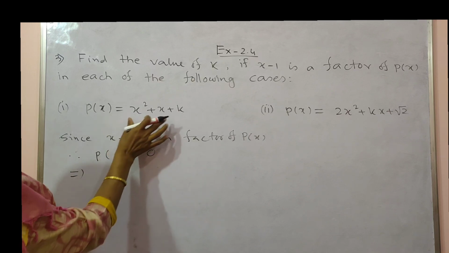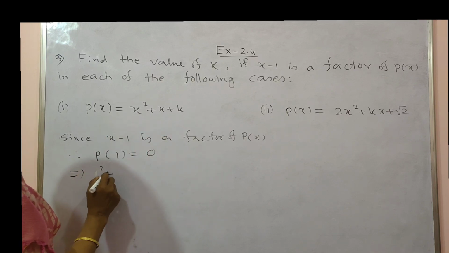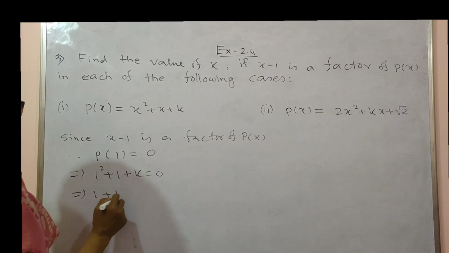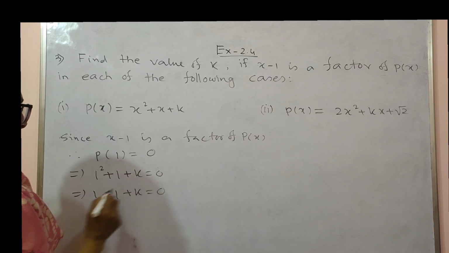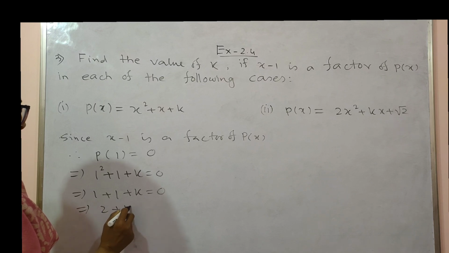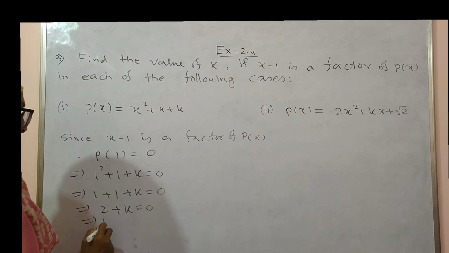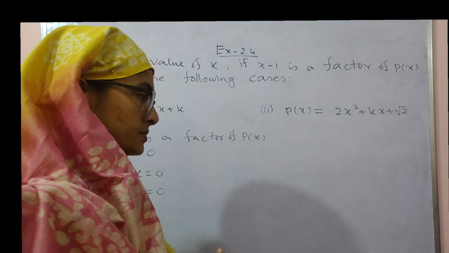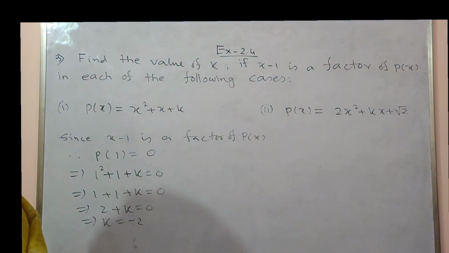By the remainder theorem, putting the value of x, 1 square plus 1 plus k equals 0, or 1 plus 1 plus k equals 0. Or you will get 2 plus k equals 0, or k equals minus 2. This is the value of k. Similarly, number 2 is the same as number 1. You can write the notes.